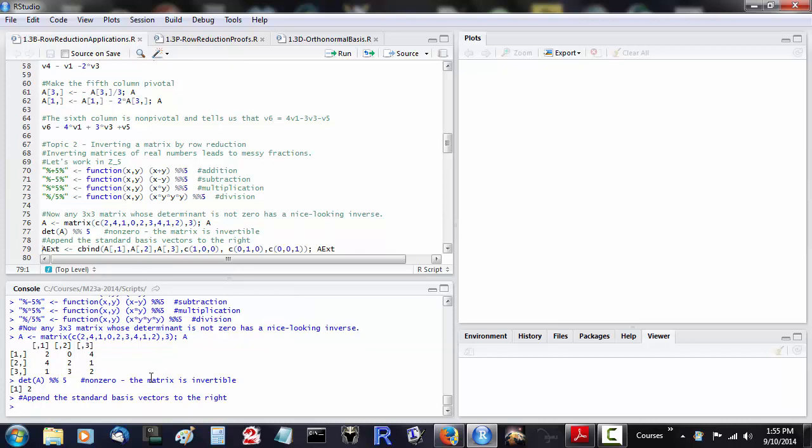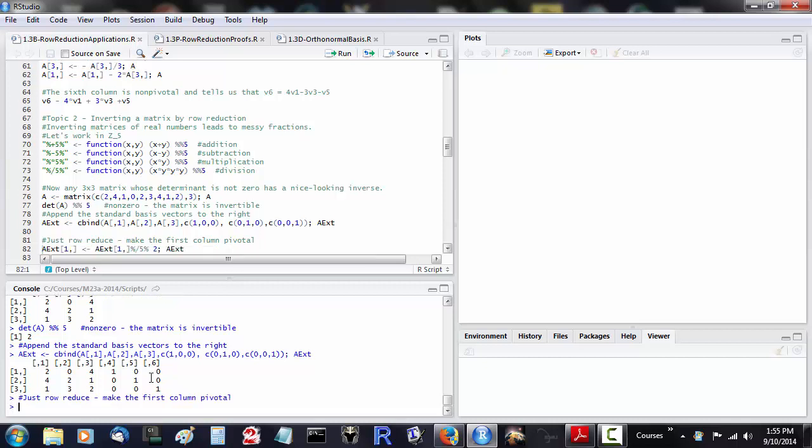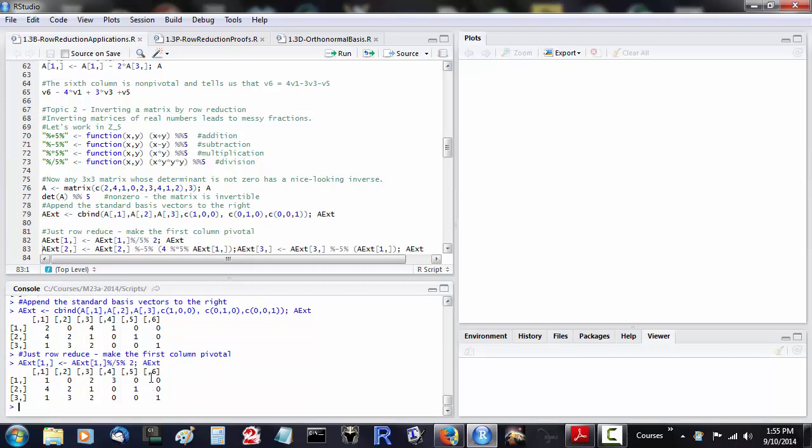The secret of doing matrix inversion is to append to your original square matrix the standard basis vectors. Here there are 3 of them, so I now have 3 rows and 6 columns, and I start row reducing. I have no function to row reduce in a finite field, so I have to do it by hand. The first thing I do with this extended matrix is I make the first column pivotal. What I'm doing is dividing by 2, but in fact that's equivalent to multiplication by 3.